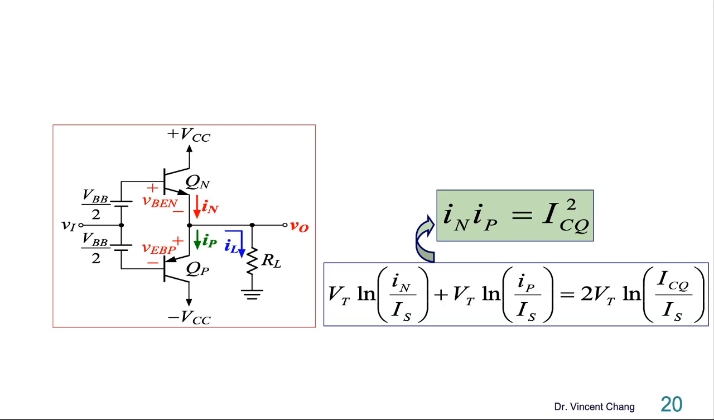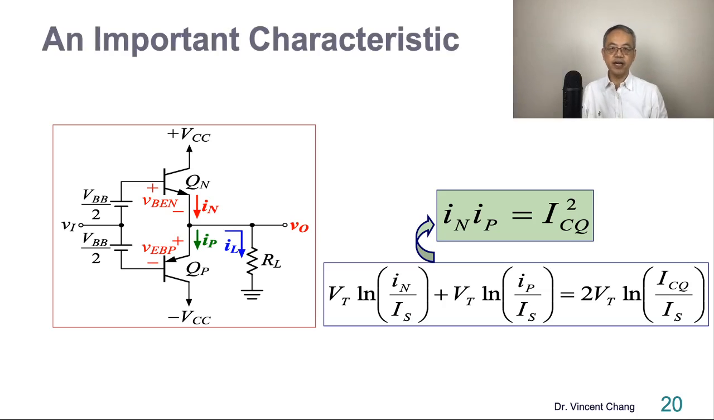So now, natural log A plus natural log B equals what? Natural log A times B. So we can take out the VT natural log and get this outcome. It's a beautiful outcome. The product of the two transistor currents equals a constant, the quiescent bias current ICQ squared. Okay, so it's a very, very important and interesting characteristic.